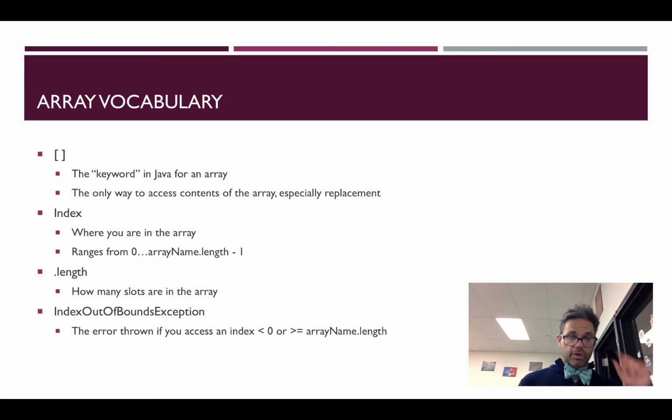We have a single data member that belongs to our array class, and that's the .length, and that tells us how many slots are inside the array. So if I have an array of size 5, I have slots 0, 1, 2, 3, and 4, but not 5, because again, it's 0 to length minus 1.